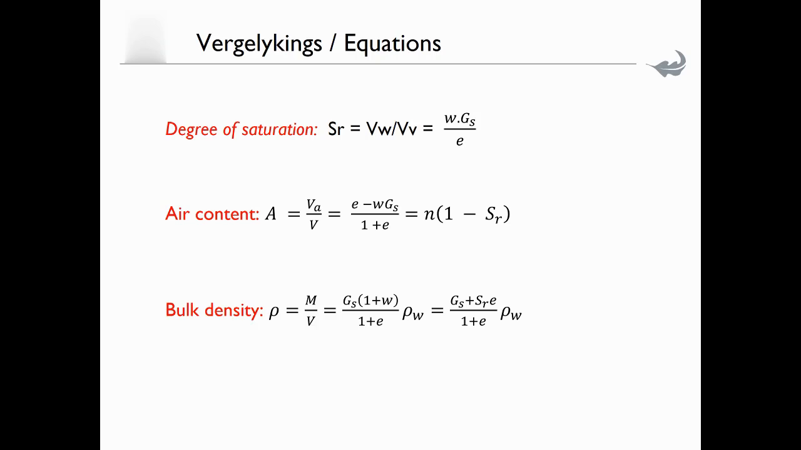Bulk density rho was defined as total mass over total volume, and it can be described further as specific gravity times 1 plus water content divided by 1 plus the void ratio, times the water density. And further developed, it becomes the specific gravity plus the degree of saturation times the void ratio, divided by 1 plus the void ratio, times the density of water.